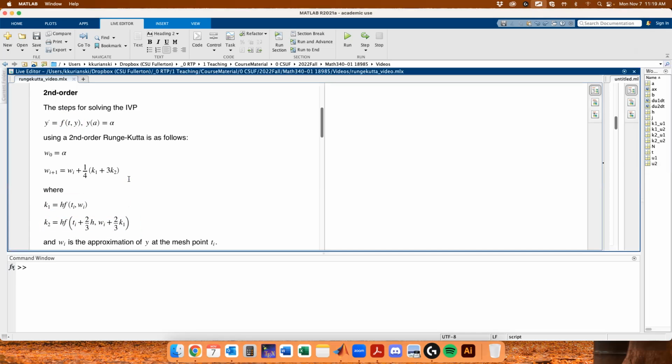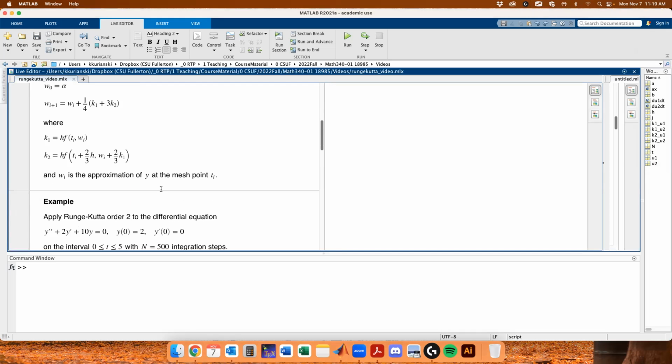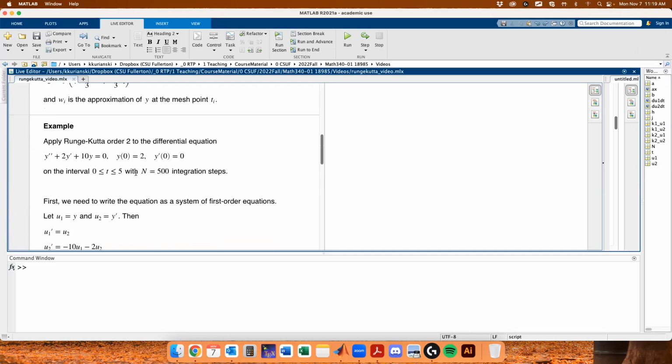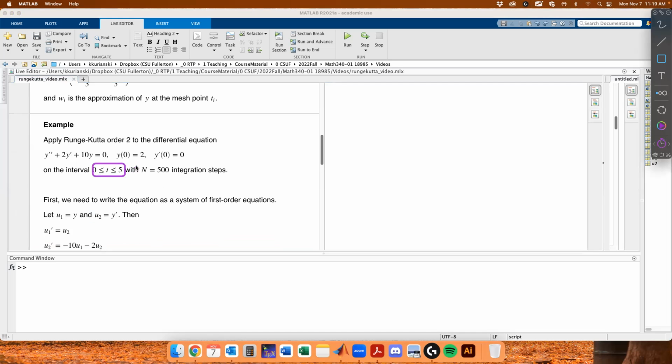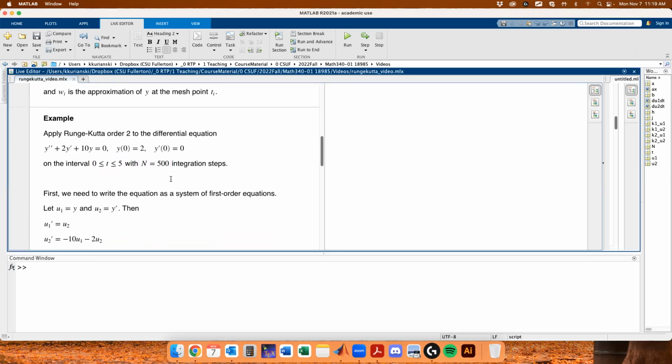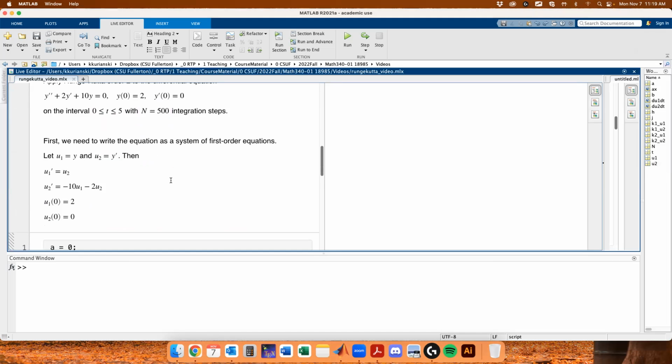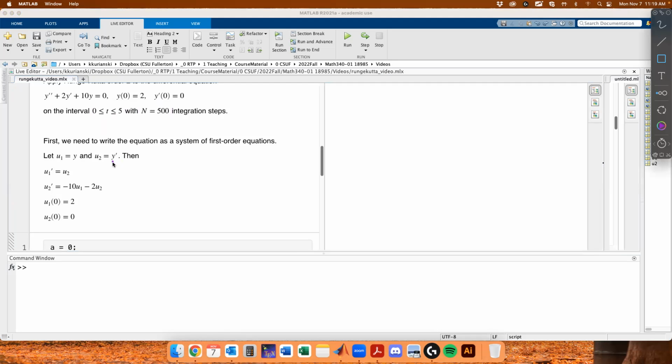So this is the method we're going to implement, and we are going to do so on the example problem that we had earlier. So we're going to apply Runge-Kutta method order 2 to this second order initial value problem. We're going to do this over the interval from 0 to 5, and with 500 integration steps, let's say. Now, we already saw in the previous notes how we would write this second order equation and its initial conditions as a system of first order equations.